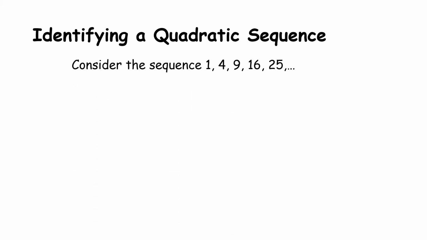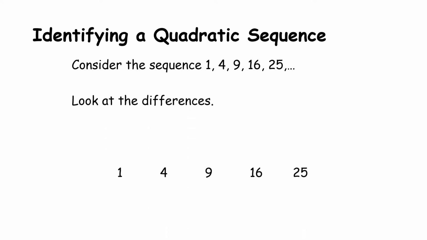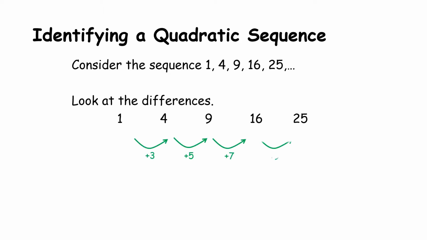So let's consider this sequence here, 1, 4, 9, 16, 25. As we would have learned in the previous video, we will always look at the differences. So when we create our first differences, it will look like this. We add 3, we add 5, we add 7, we add 9. So these are our first differences, but they are definitely not common.